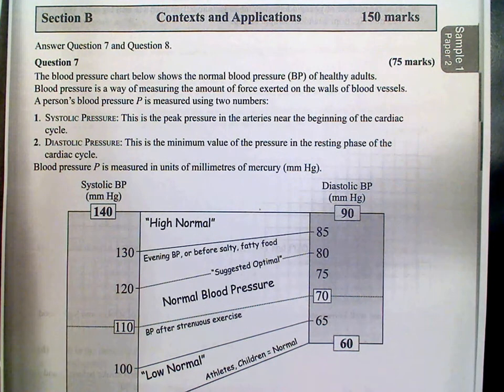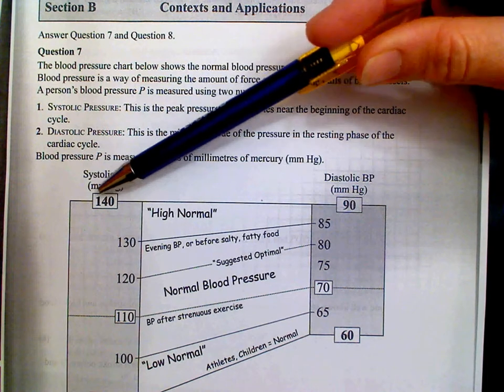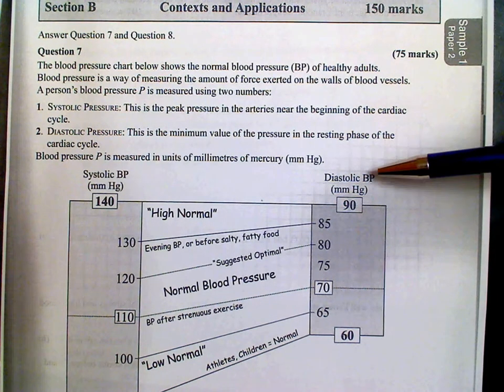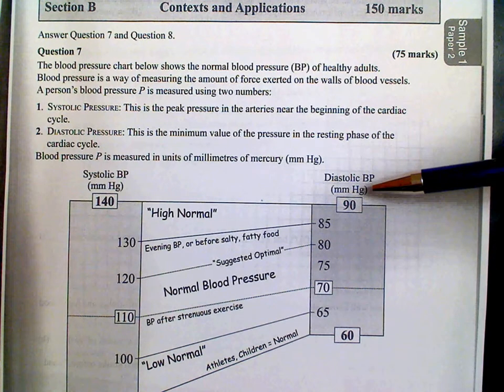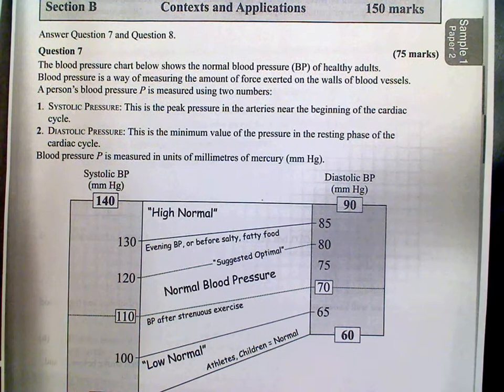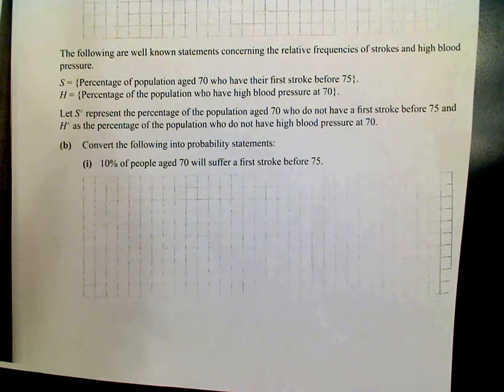In the chart you can see the systolic blood pressure in millimetres of mercury, from 90 to 140, and the diastolic blood pressure in millimetres of mercury, from 60 to 90. I'm going to leave out part A, and I'll come back to that in a tutorial in the future. It's on the normal distribution. So moving on to part B.